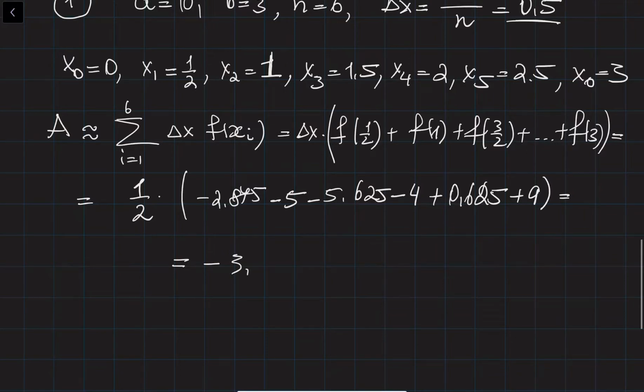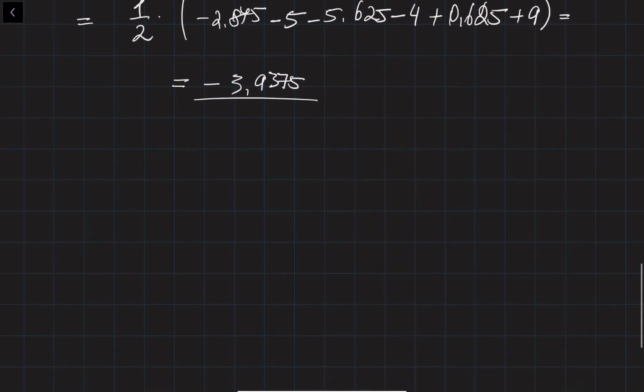Well, if you multiply this by delta x, which is 1 over 2, what we get is minus 3.9375. Well, it appears the integration can be negative as well. And it is not actually the area in its physical meaning. It's going to be the net area. I'm going to explain what it means in a moment.